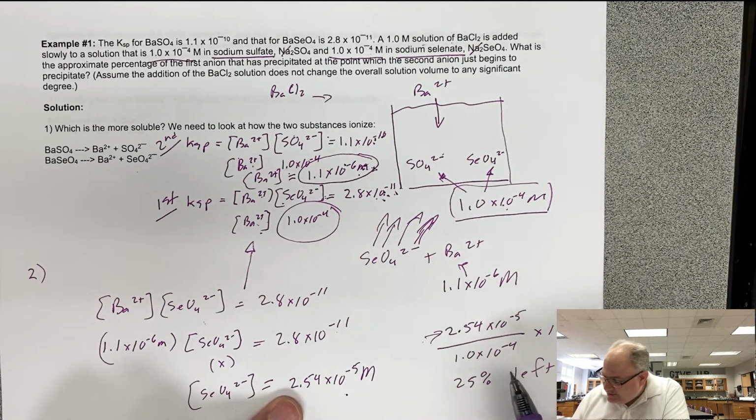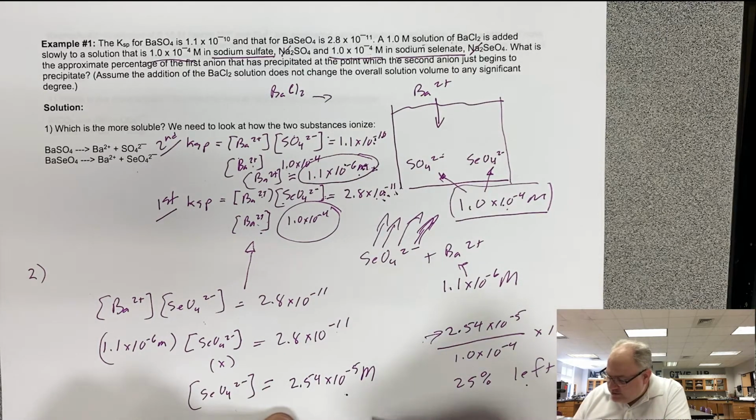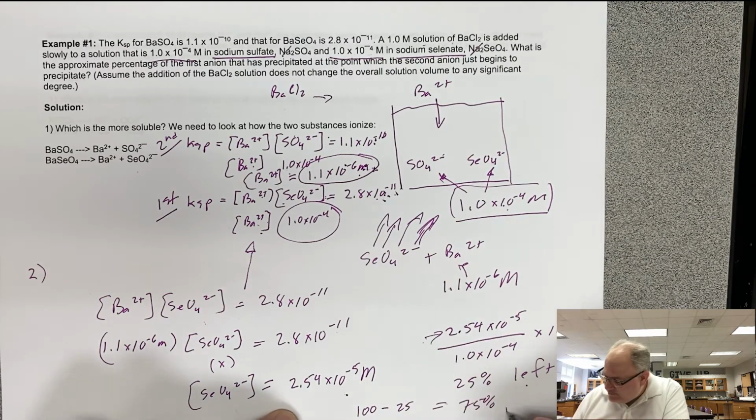amount that's left. They don't ask you how much is left. They ask you what percentage has precipitated. So you're going to have to go 100 minus 25 is equal to 75% has precipitated out of the original amount.